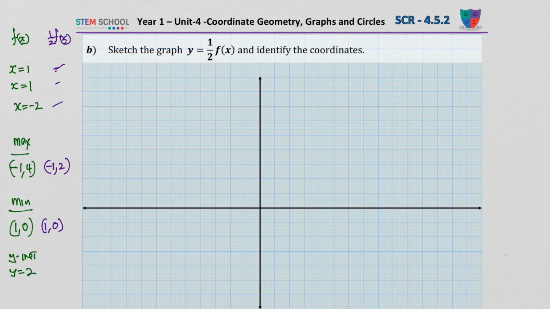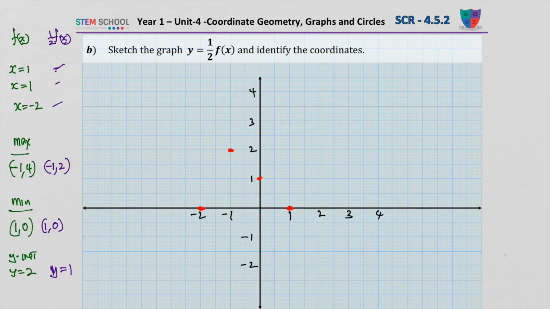So now, to sketch the curve, when x is 1, y is 0. Now when x is minus 2, y is also 0. That's another point there. The maximum is minus 1, 2, rather than 4. So that will be the maximum there. The minimum will be 1, 0. And the intercept on the y-axis will be, rather than 2, it will be 1.